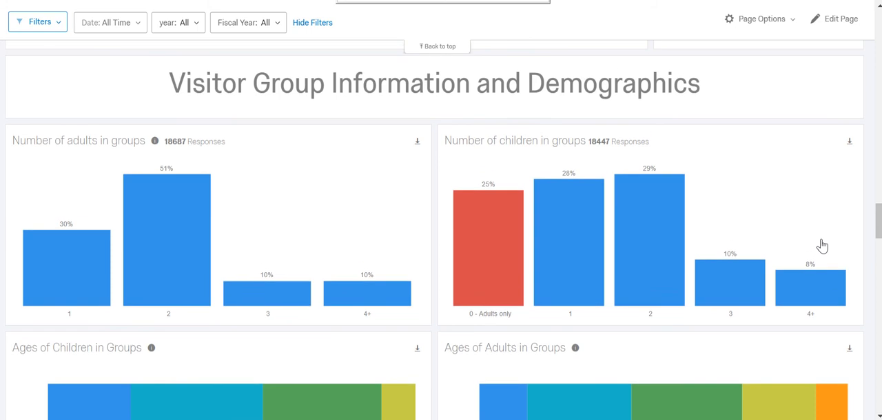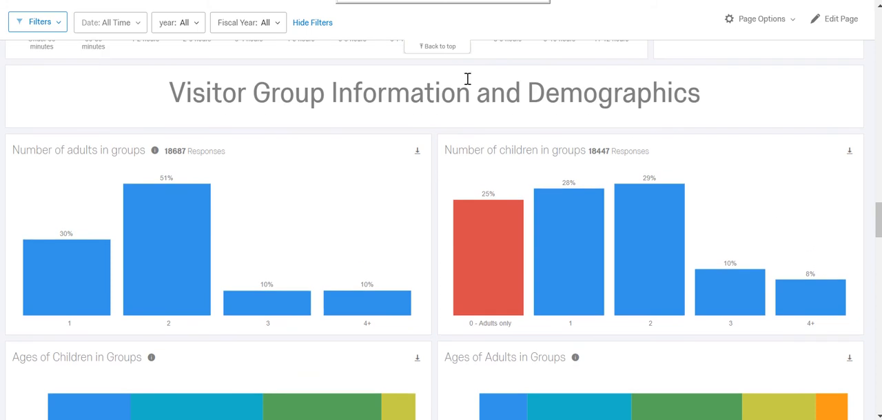The next section is for visitor group information and demographics. If you recall, the COVE sampling procedure involves approaching a visitor group and asking them to choose a designated group member to fill out the survey. However, the survey asks several questions about the visitor group. This section displays demographics that pertain to the whole group, not necessarily to the visitor.